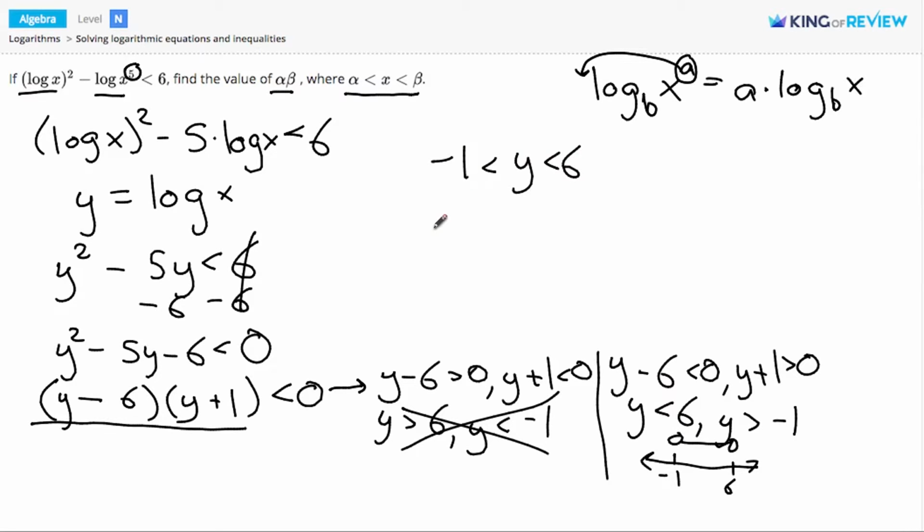Let's change y back into the log of x. And now we have alpha and beta. Alpha is negative 1, beta is 6. But we have a problem. We still have a log here.